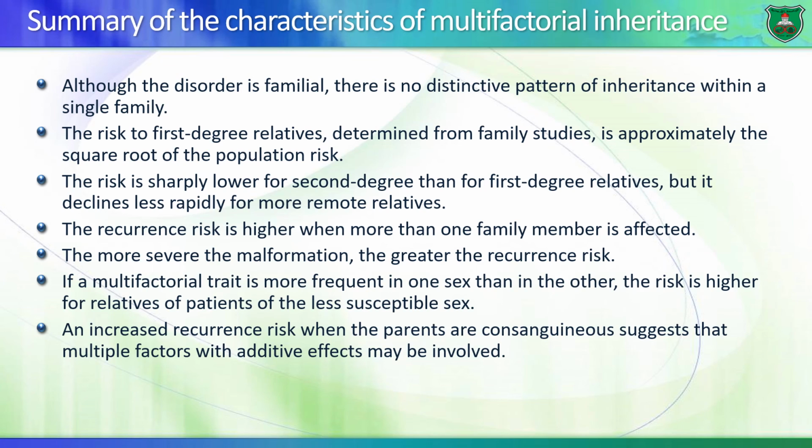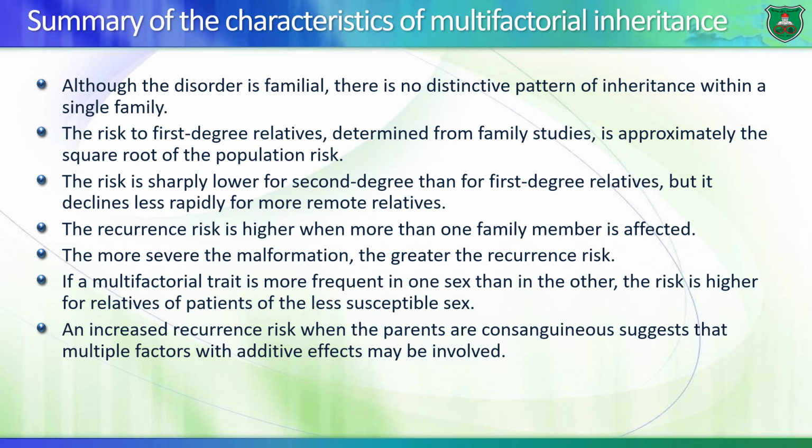The recurrence risk is higher when more than one family member is affected, because that makes sense again, because they share more genes associated with developing that condition. And of course, the more severe the malformation, the greater the recurrence risk, because the more mutations or polymorphisms associated with that condition exist in an individual, the more severe the case would be.